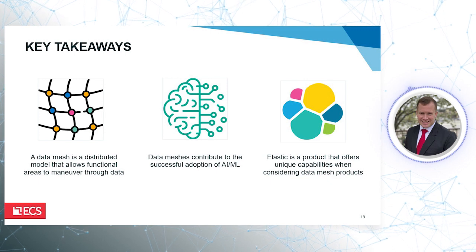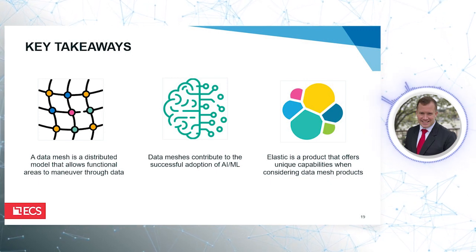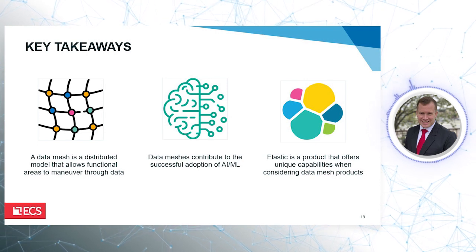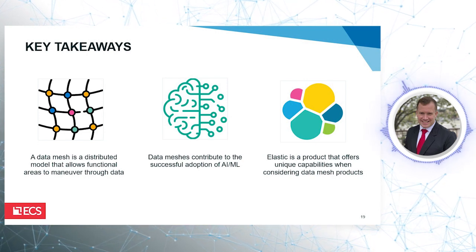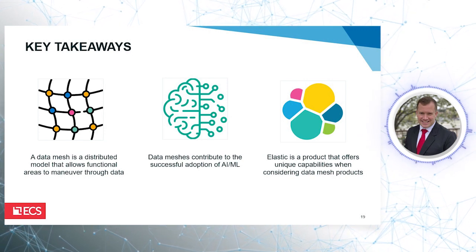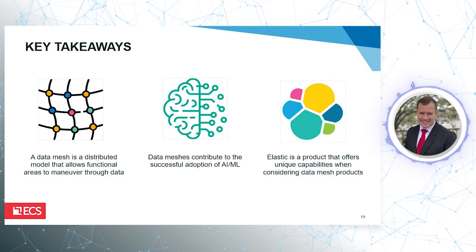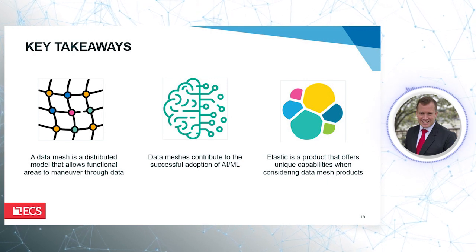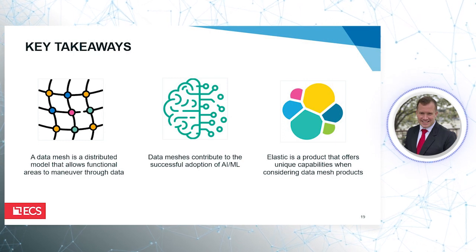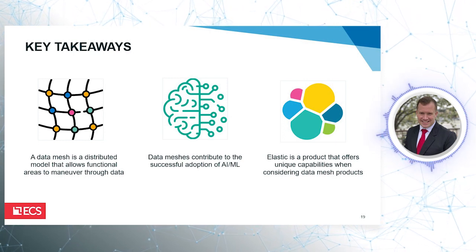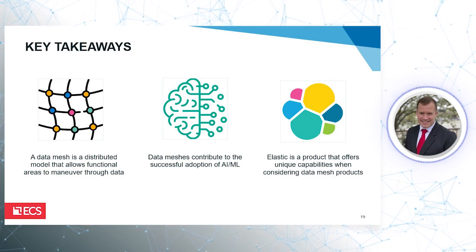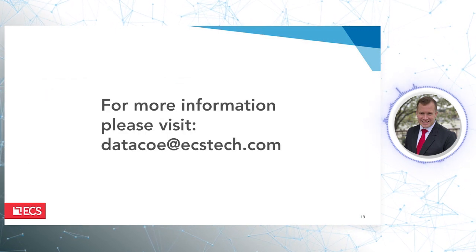First, most importantly, data mesh is a distributed model that allows your functional areas to maneuver through data. Second, data meshes are key to successfully adopting AI/ML because they give you that flexibility to evolve data and to get high-quality data to your data scientists. Then third, Elastic is a product that has some unique capabilities when it comes to considering a data mesh product giving global visibility.